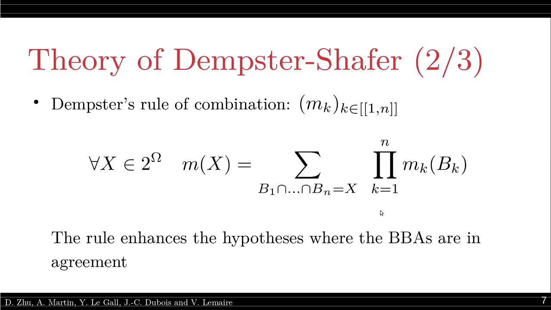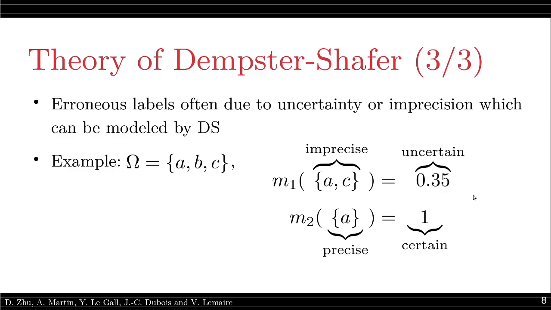The core feature of Dempster-Shafer is Dempster's rule of combination. So let us consider we have n BBAs of the same frame of discernment, and if we want to aggregate these functions into one BBA, we can use the following formula. This rule has the specificity to enhance the hypotheses of omega where the BBAs mk are in agreement, and although the rule looks difficult to compute, in practice a lot of values of the BBAs are null, which simplifies the computation.